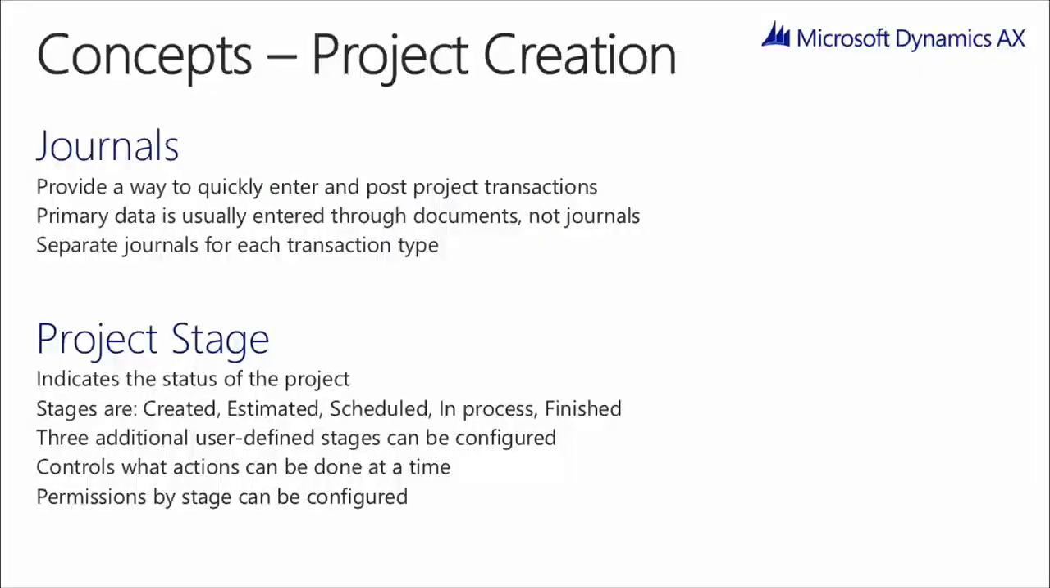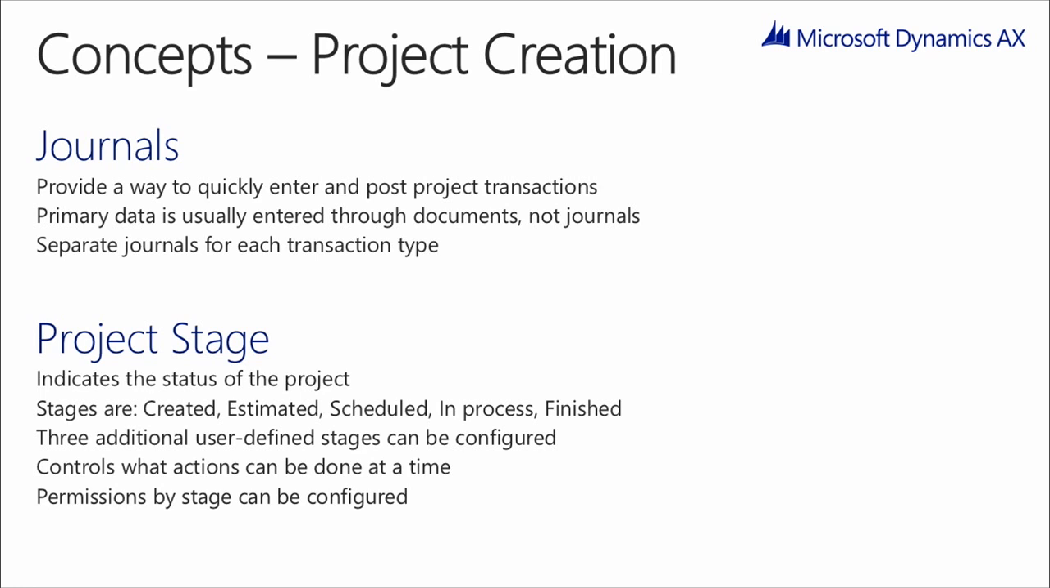Some further concepts that we looked at in that project creation section were journals. So I mentioned that timesheets and expense reports are the typical business documents to put transactions on the system. There are also journals. We looked at just four basic journal types that we have in the product. And finally, we looked at project stage. You'll note that I had to put the project into in process in order to enter transactions. That's just one of several stages that a project can be in throughout its life cycle.